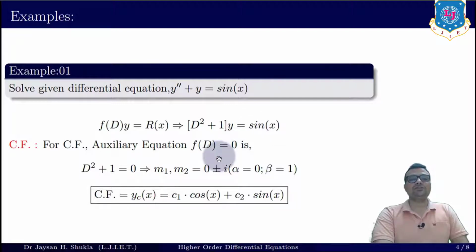Taking f(D) equal to 0 gives me D square plus 1 equal to 0. And this gives me two complex roots, 0 plus or minus i. It simply means that alpha is 0 and beta is 1. Now, considering real part 0 and imaginary part 1, for the third case of complex non-repeated roots, I will get the complementary function as c1 cos x plus c2 sin x. Here, actually, the solution is e raised to alpha x into (c1 cos beta x plus c2 sin beta x), with alpha equal to 0 and beta equal to 1.